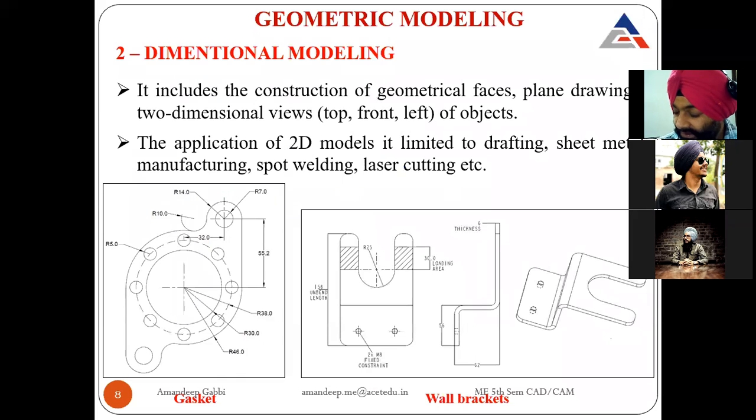Now starting with two-dimensional modeling, 2D modeling, it includes the construction of symmetrical spaces, plane drawing, two-dimensional views, top view, front view, and left of the object. The application of 2D models is limited to drafting, sheet metal and manufacturing, spot welding, laser cutting, etc.